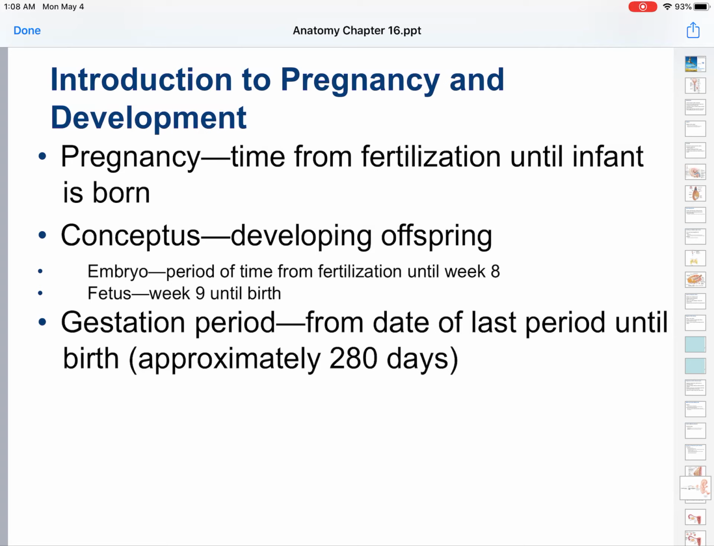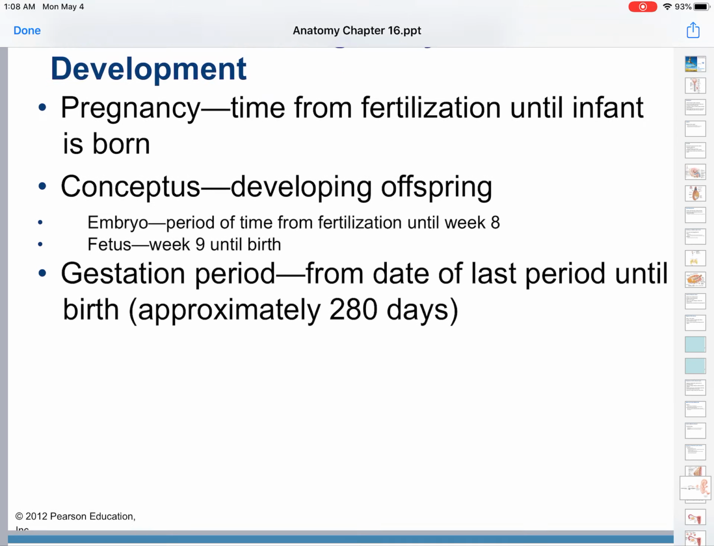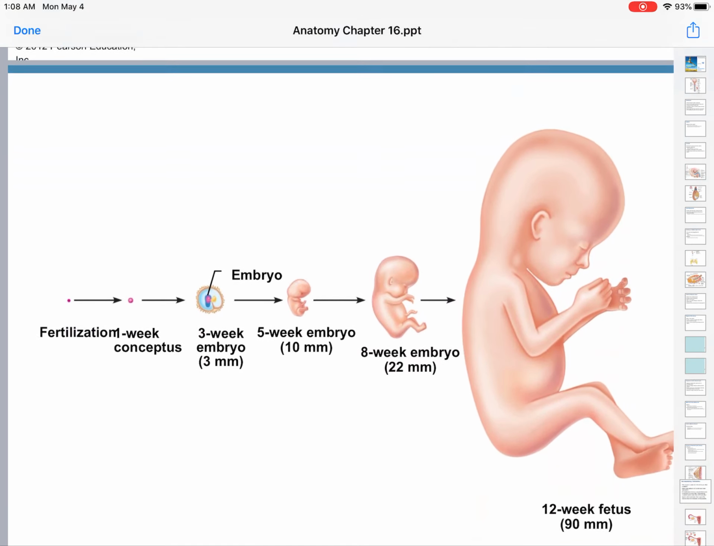The gestation period is the date of the mother's last period until the birth. Approximately 280 days, around 36, 37 weeks, around 9 months.